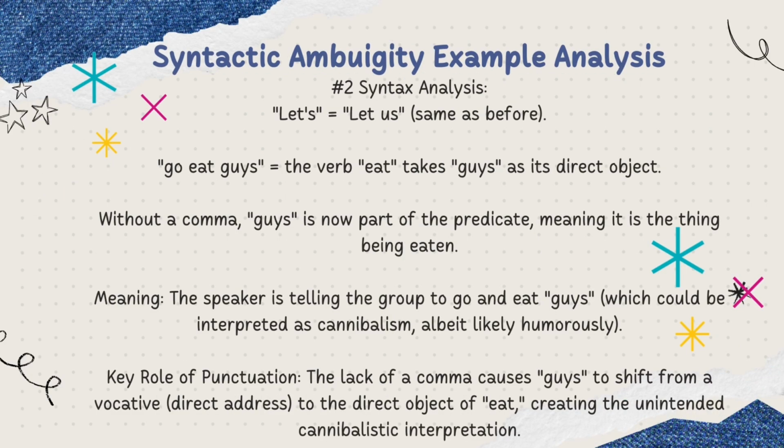Let's take a look at the syntactic analysis for this example of ambiguity. First, the phrase starts with let's, which is short for let us. This is in the imperative form, urging a group to take an action together. Next, we have the verb phrase go eat. This represents the action of going somewhere and eating.